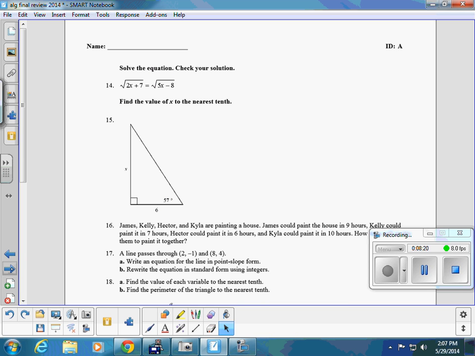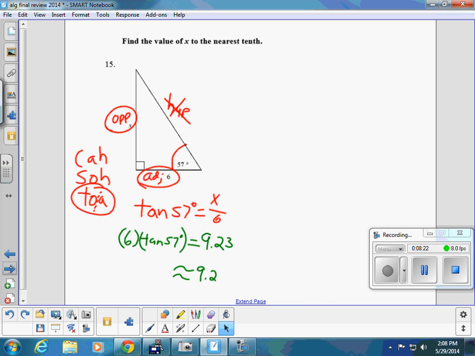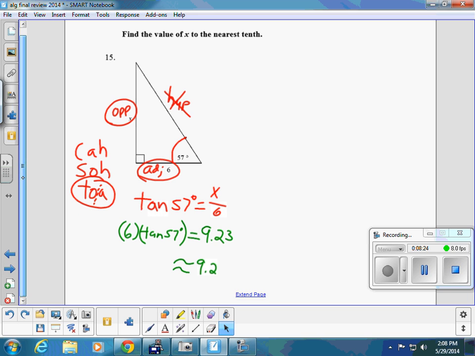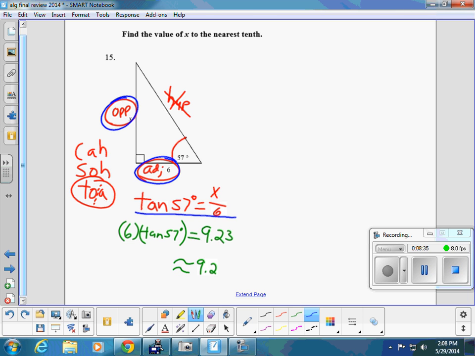Moving on to, what do we have? 15 is SOHCAHTOA, and we've done several of these in class. I want the opposite, and I have the adjacent, so I'm going to use tan. Again, if you have to pause the video to see how this is done, this says the tangent of 57 times 6. That's how I'm going to solve this for x over here.